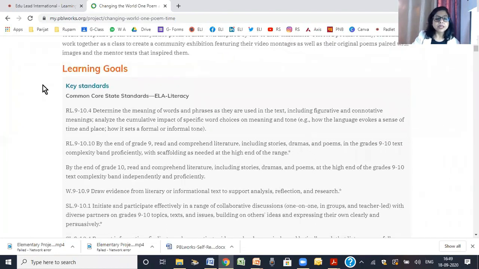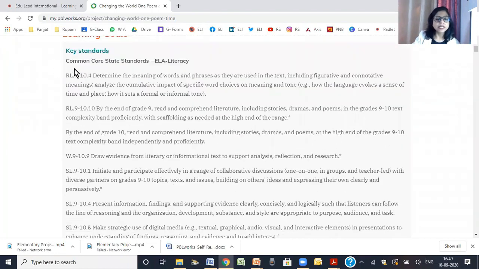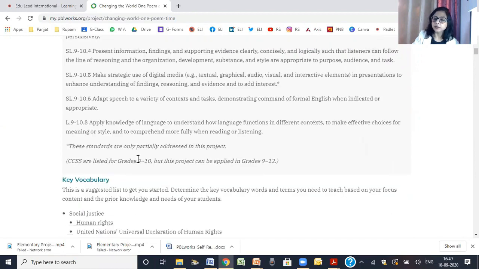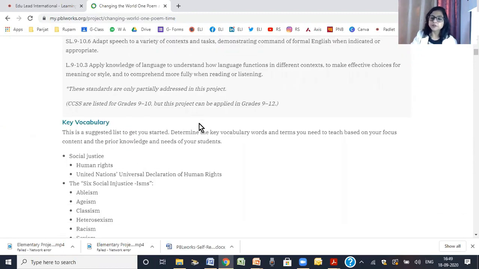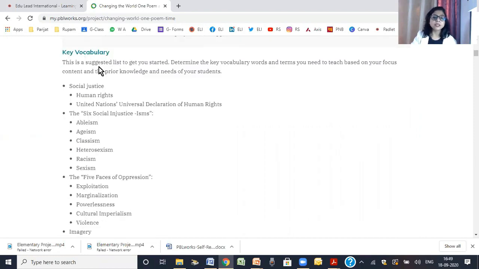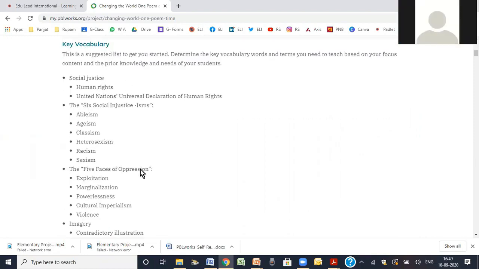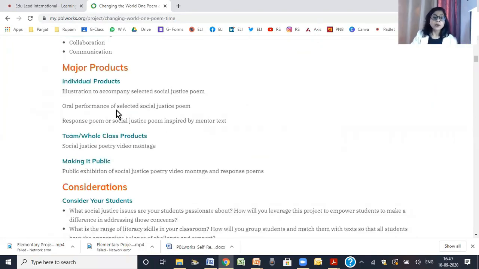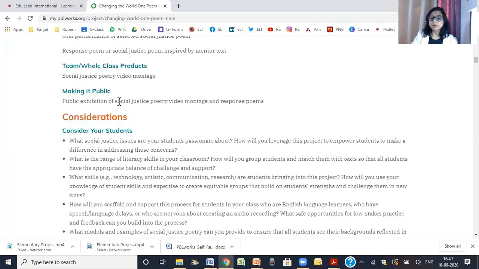And then what are the learning goals? Here the learning goals, which means your learning outcomes, are written. So you can think about what different learning outcomes will be achieved once the children go through this project. And then what is the key vocabulary? What are those important words which the children are going to learn while doing this project? What are the major products which will come out individually as well as a whole class product? Okay, and how will you make it public? What is the public event that you're going to do?